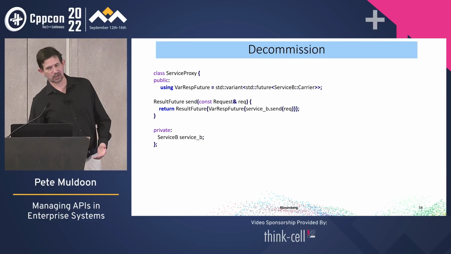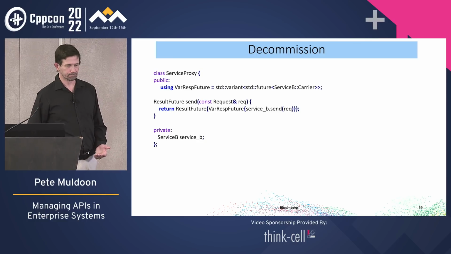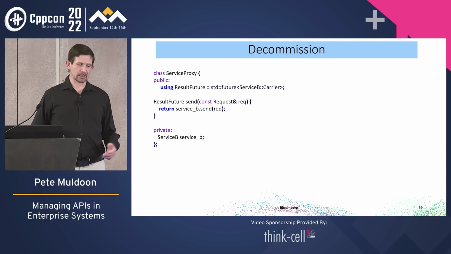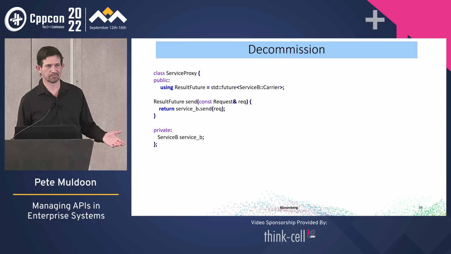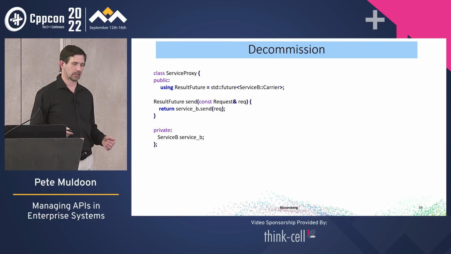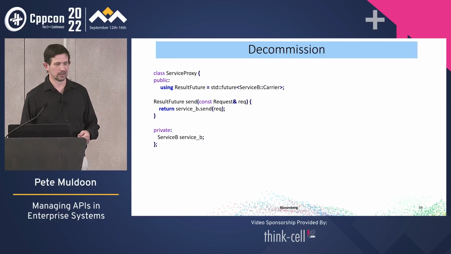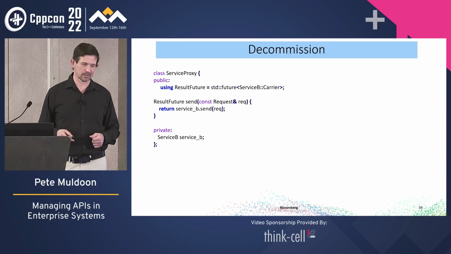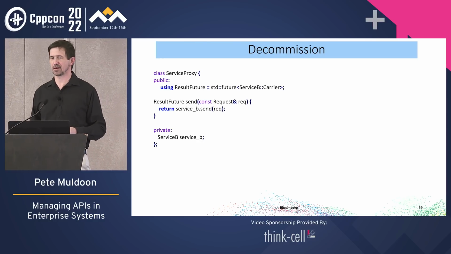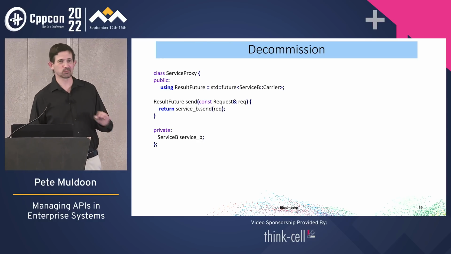So I can do a stage 2 decommission and just say, look, the result future is actually just the future now. All right? Throw out the result future. The send is just a send. Service B is just there. I'll have very little overhead. And this will be safe.